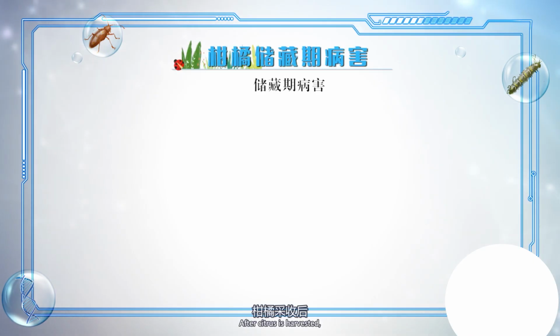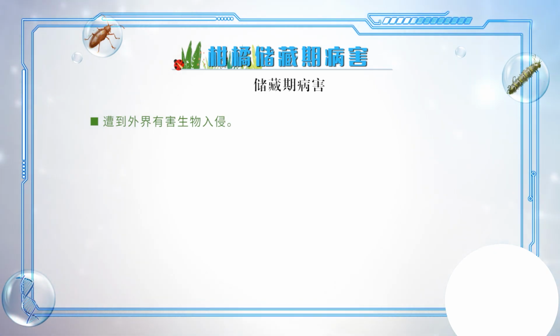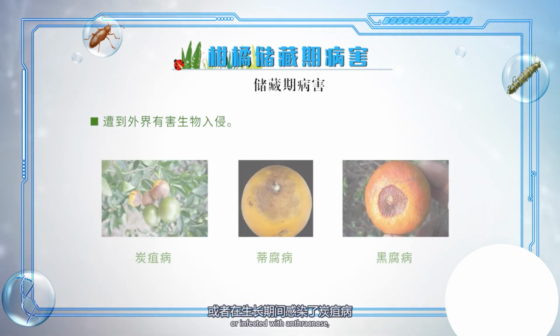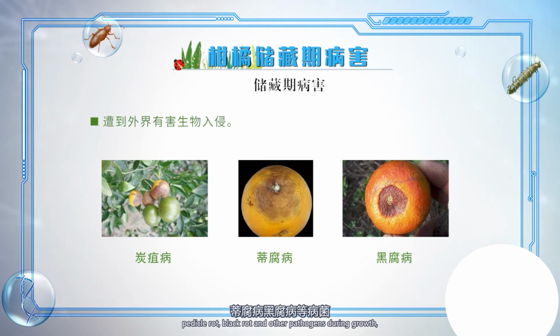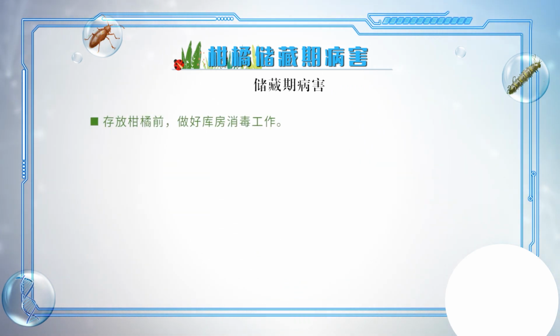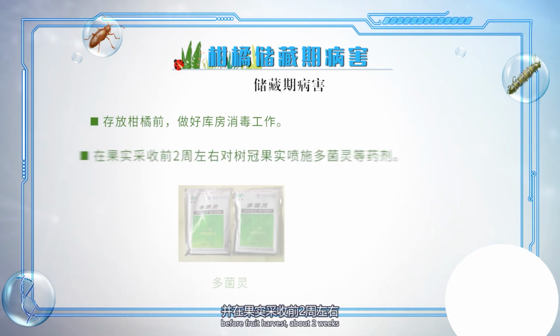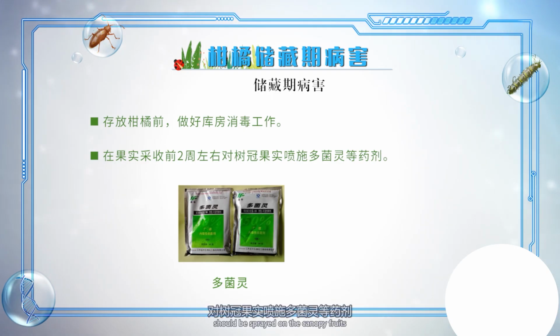After citrus is harvested, if it is invaded by external pests during storage, or infected with anthracnose, pedicle rot, black rot, and other pathogens during growth, the pathogens will incubate in the fruit for a long time, resulting in disease of citrus during storage. Therefore, before storing citrus, the warehouse should be disinfected. Carbendazim and other chemicals should be sprayed on the canopy fruits about 2 weeks before fruit harvest, which can also reduce the occurrence of diseases during storage.